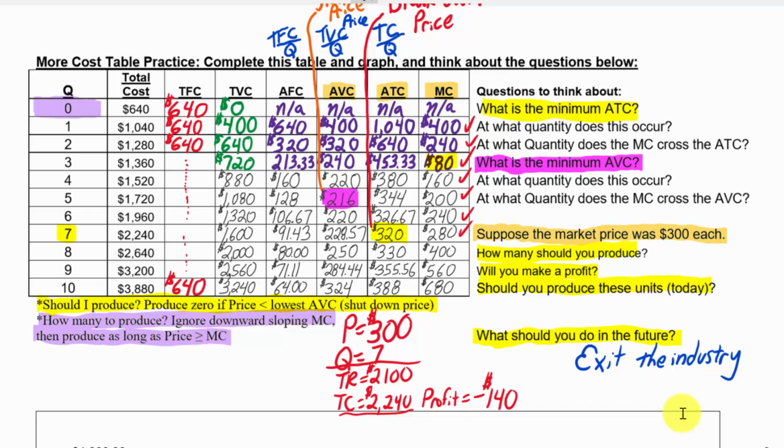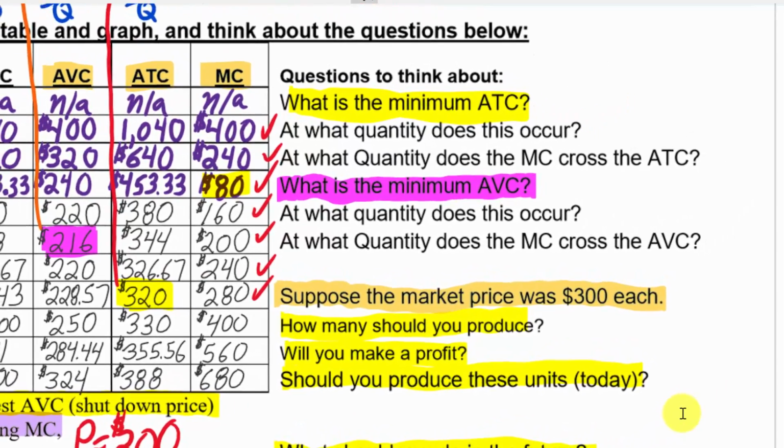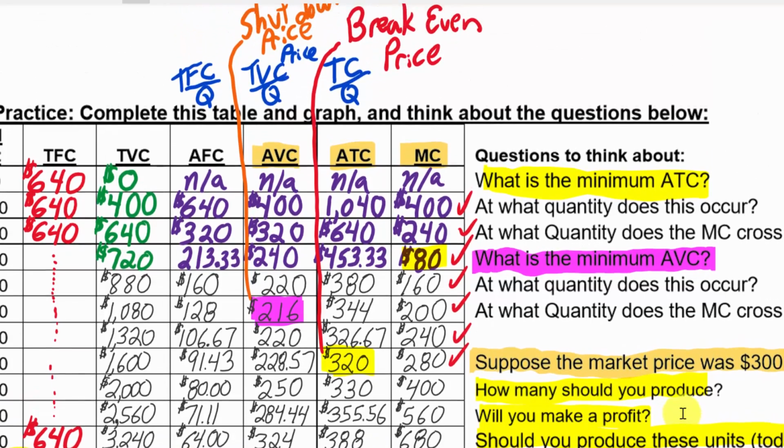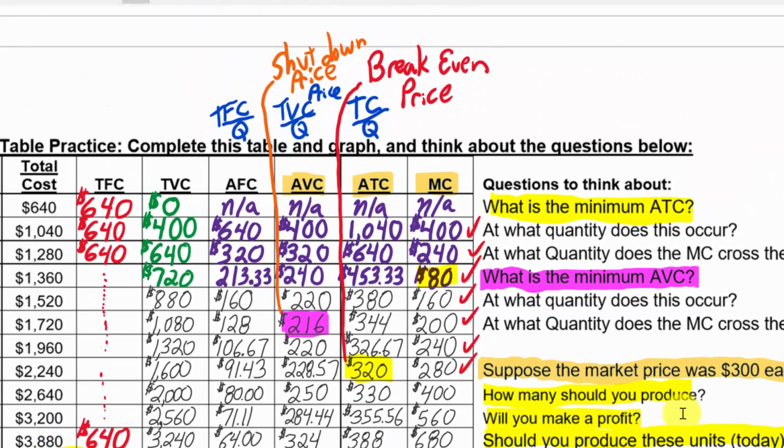Because we're not going to sit here and lose $140 every day forever. That negative 140 tells us that there's some other better use for our resources. So we ought to convert these resources somehow into using them in some better use. Now let's go back and answer a couple of these other questions up here. Now we looked at the minimum average total cost, which again we call that break-even price. And we looked at the minimum average variable cost, which is the shutdown price.